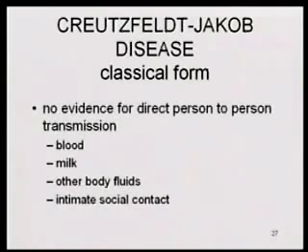So for the classical form, there is no evidence for transmission by blood, by milk, by other body fluids, by intimate social contact. And it's pretty intimate social contact if you're nursing a family member who's gradually losing all their powers and muscular control and everything, and yet there's no evidence that family members and close contacts of people with CJD have any increased susceptibility.